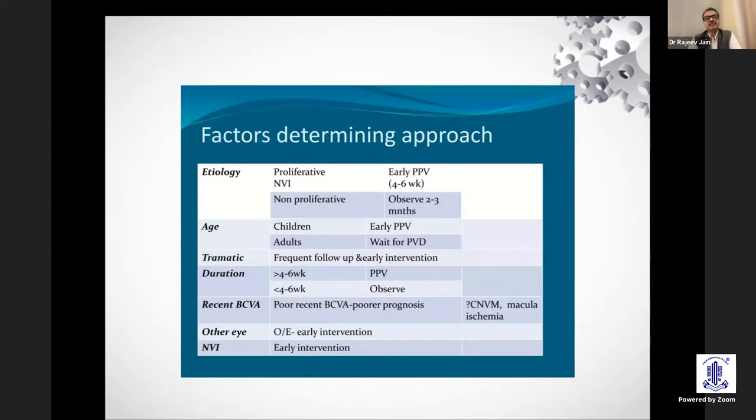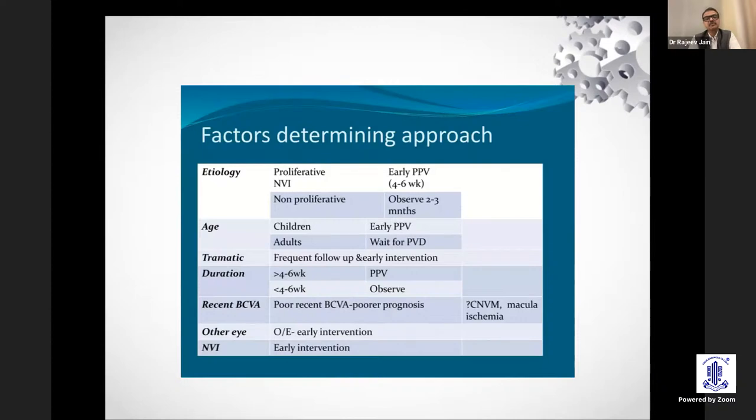Factors determining approach. When do you go for early vitrectomy as compared to late vitrectomy? If it's a proliferative cause and if there are new vessels, I normally go for early vitrectomy. If it's a non-proliferative cause and the retina is attached, you can wait. Children and young adults, you can go for early vitrectomy. And old age, you can normally wait.